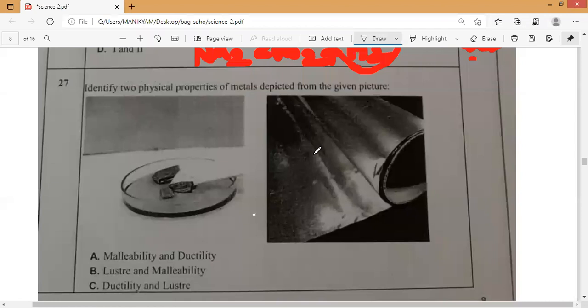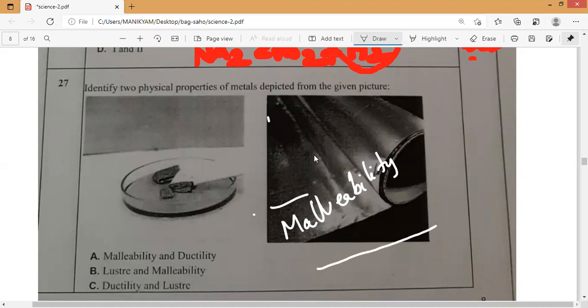You can see here it has been drawn into what, guys? Drawn into thin sheets. Drawn into thin sheets is called what? Malleability. So it is malleability, and it is not ductility. Ductility means drawn into thin wires. It is not a thin wire; it has been drawn into thin sheets.